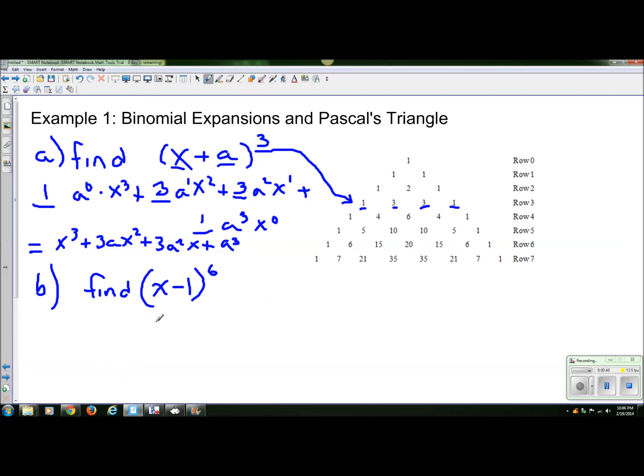Let's try this for a bigger powered binomial, and also one that's got a minus sign in it, because that makes things a little bit more confusing. For this, because I'm taking it to the 6th power, I'm going to use the 6th row of Pascal's triangle. And I'm going to start off with the first coefficient in that row, that's 1, and I'm going to multiply 1 by negative 1 to the 0th power.